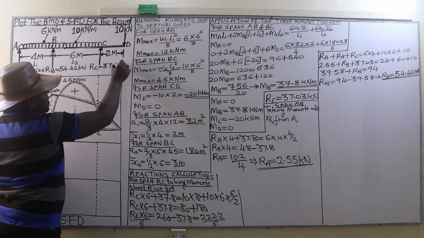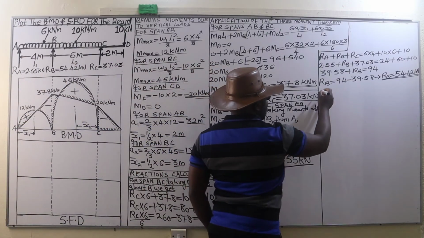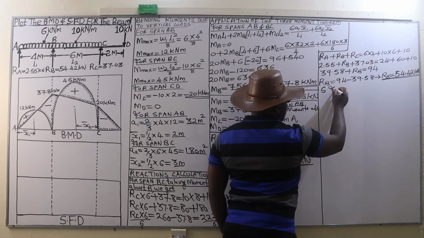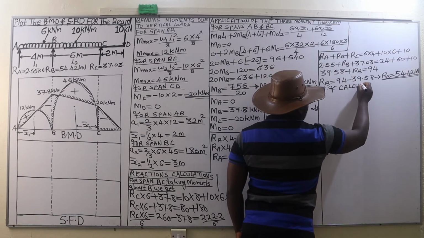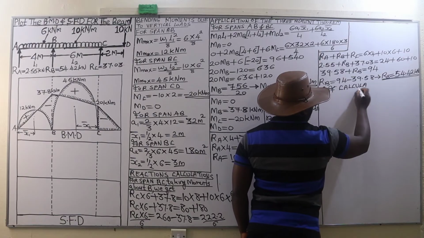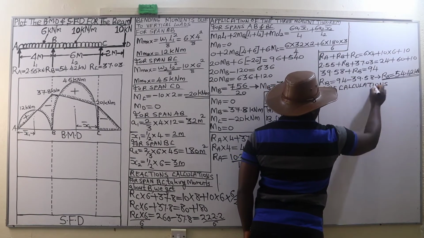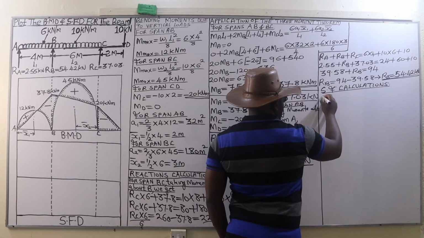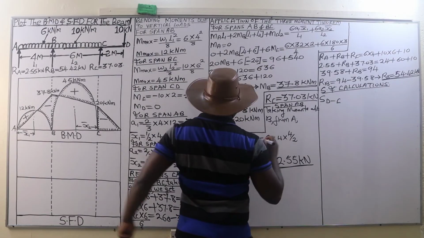37.03. Then finally, ladies and gentlemen, we are going to calculate the shear forces, so that we use those shear force calculations to plot the shear force diagram. So shear force calculations. We are going to begin with the shear force between D and C, that is the overhanging end.